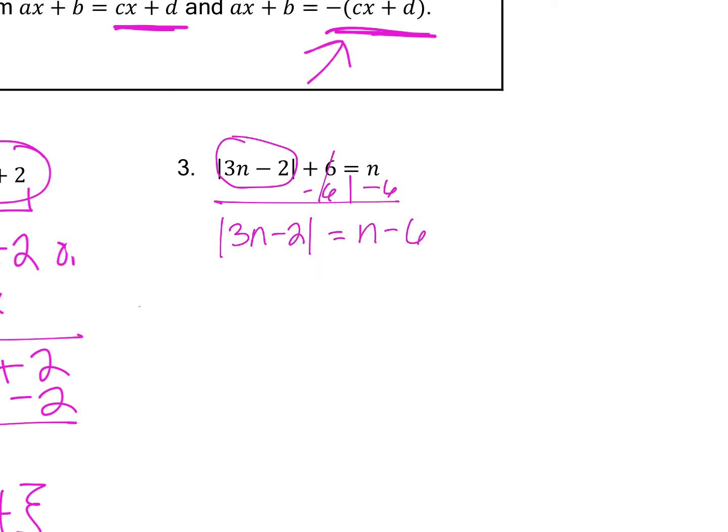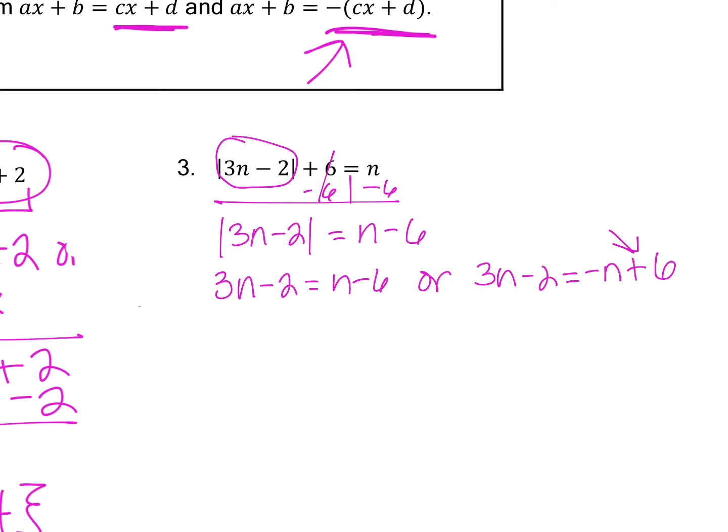Once we've isolated it, remember you're setting up your two equations. 3n minus 2 can equal n minus 6, which is the right side. Or it can equal the negative of that. 3n minus 2 can equal negative n plus 6. Common mistake, not changing the sign of both.